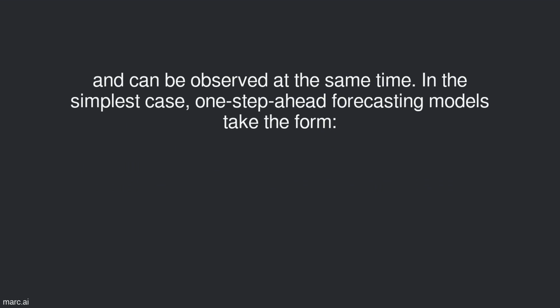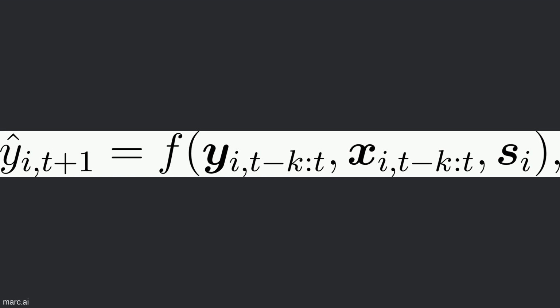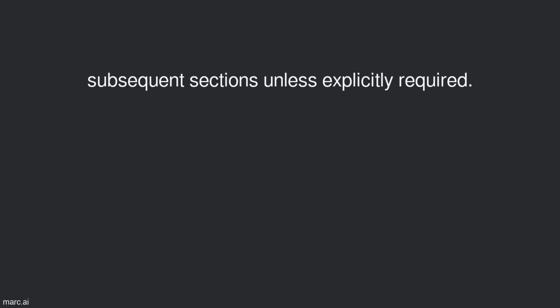In the simplest case, one-step ahead forecasting models take the form where y_{i,t+1} is the model forecast, y_{i,t-k:t} = {y_{i,t-k}, ..., y_{i,t}} and x_{i,t-k:t} = {x_{i,t-k}, ..., x_{i,t}} are observations of the target and exogenous inputs respectively over a look-back window k, s_i is static metadata associated with the entity, e.g. sensor location, and f is the prediction function learnt by the model. While we focus on univariate forecasting in this survey, i.e. 1D targets, we note that the same components can be extended to multivariate models without loss of generality. For notational simplicity, we omit the entity index i in subsequent sections unless explicitly required.